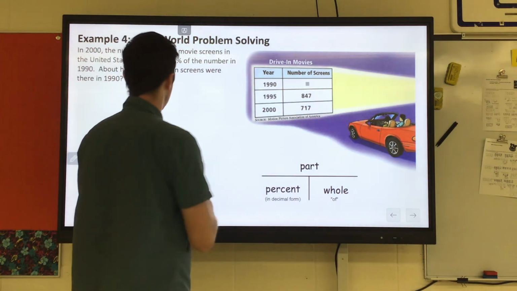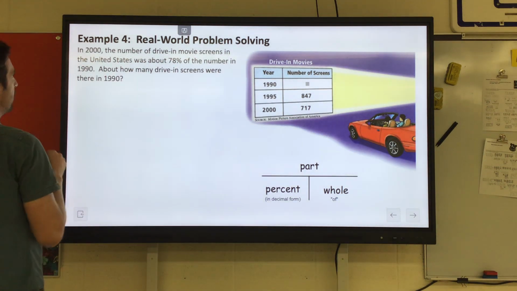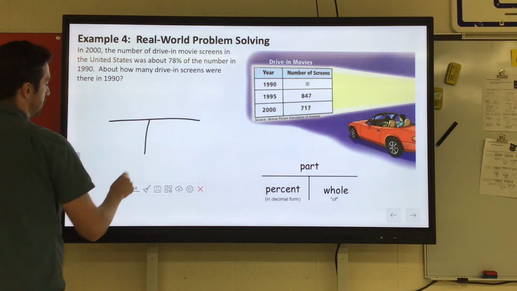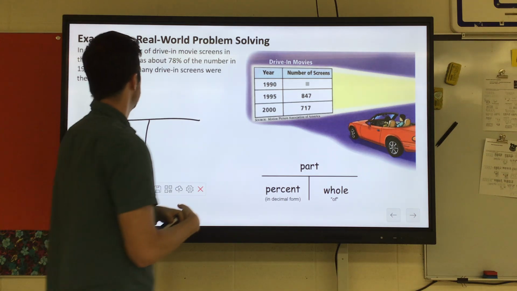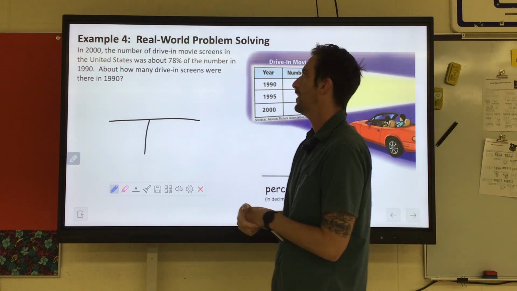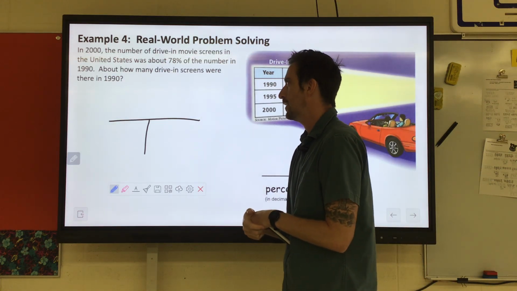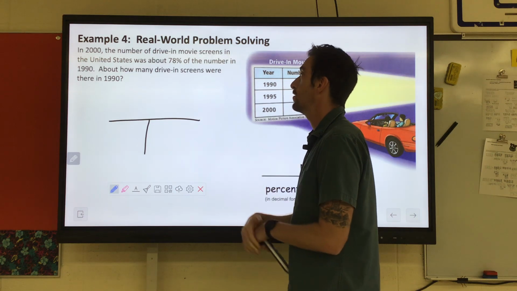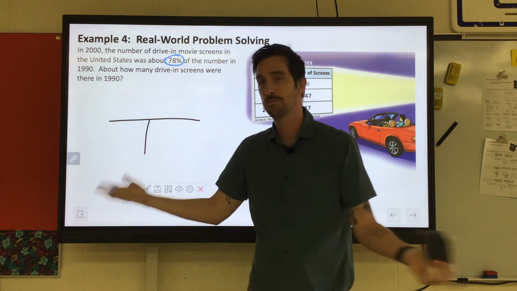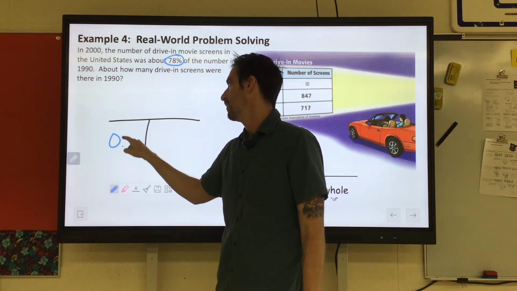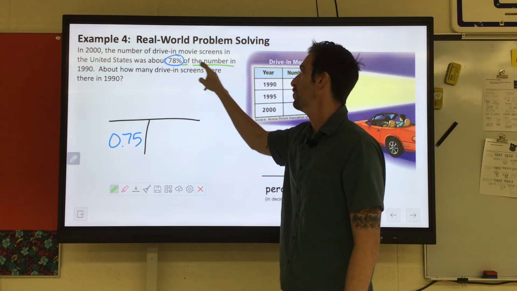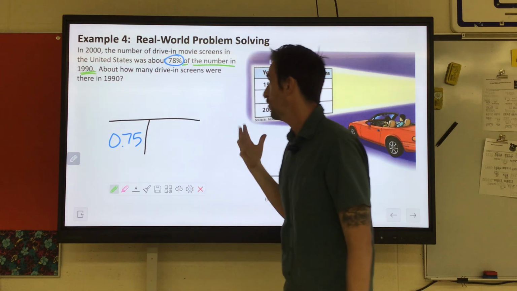Ooh, a real world example. That's fun. Let me set up my percent T, and let's see what we've got. In 2000, the number of drive-in movie screens in the United States was about 78% of the number in 1990. About how many drive-in screens were there in 1990? Check this out, 78%. That's our percent, 0.78. I'm looking for the word of. It says of the number in 1990. So of is the whole.